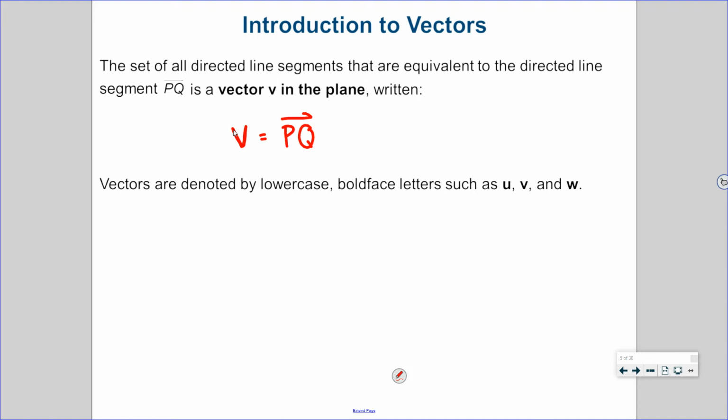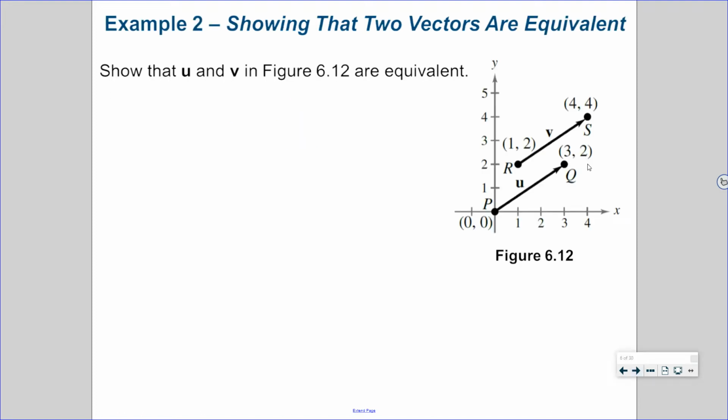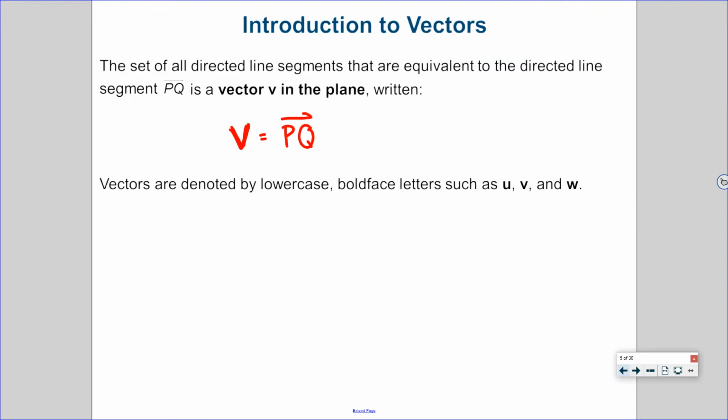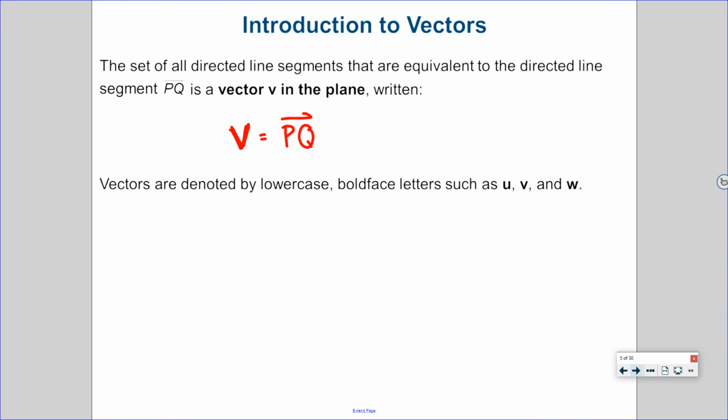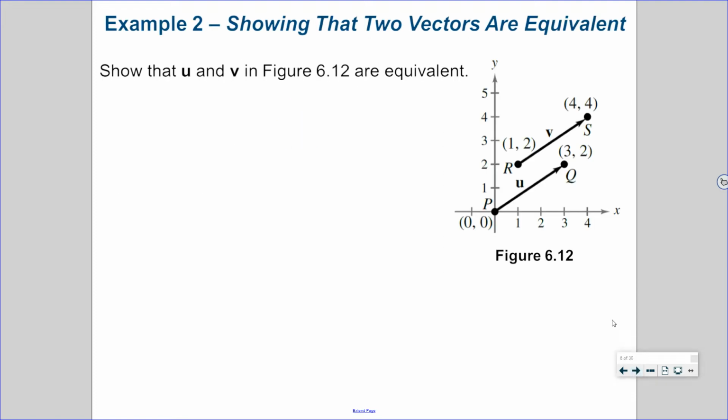Initial point, terminal point. So just be on the lookout for those lowercase letters, and that represents a vector like this. They're calling this directed line segment vector v, and this vector u. So if you see those lowercase bolded, that's notating the vectors. And basically the vector is just all the possible line segments that all have the same magnitude and same direction. I think that's about it for that slide. It's just a lot of notation stuff, like I said. So let's try this example problem now.